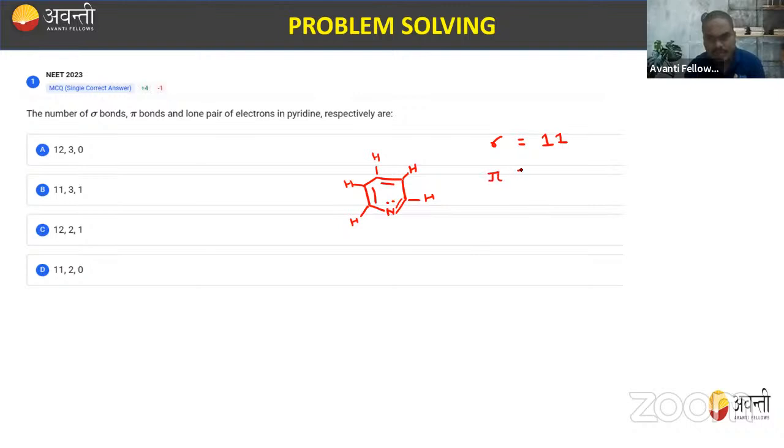Similarly, number of pi bonds. So we have three pi bonds. One is here, one is here, and one is here. Only three pi bonds in this pyramid structure. So we can say that the number of pi bonds is 3.